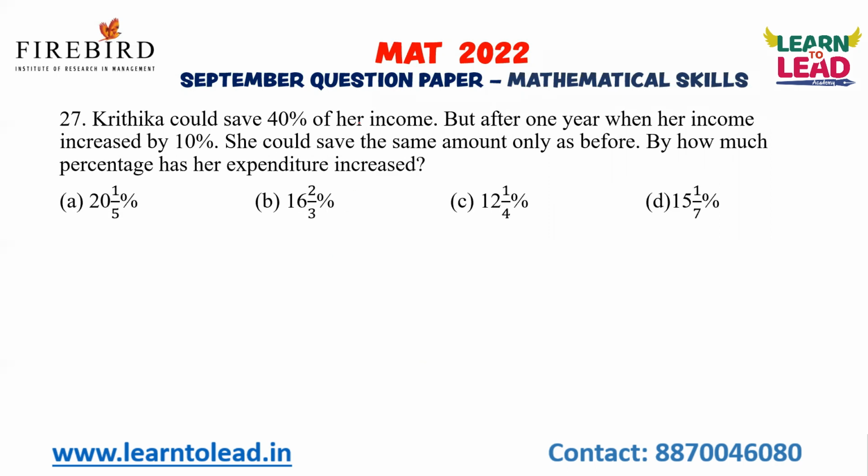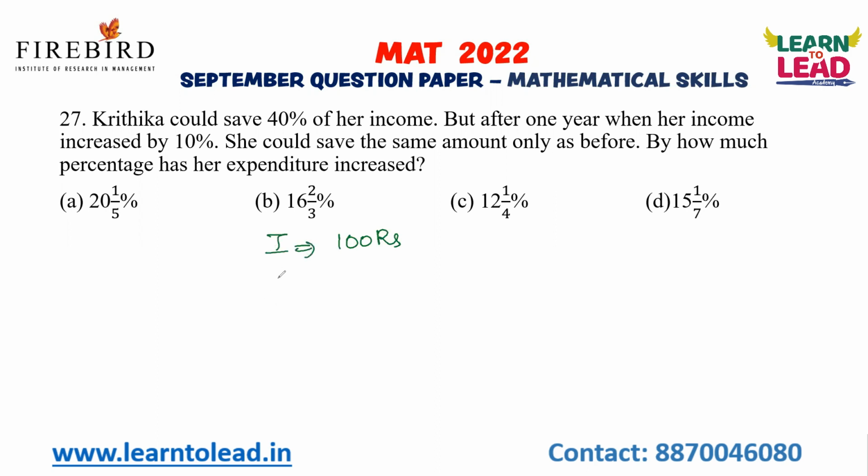Now, oh wow, it is a very interesting question. I used to solve this very eagerly always. Kritika could save 40% of her income. But after 1 year, when her income increased by 10%, she could save the same amount only as before. By how much percentage has her expenditure increased? See, if you see a question based on percentages and ratio alone, if they have not given you any exact value, you can assume a value 100, because based on 100, we can do all the calculations easily, right? So here, if I take 100 rupees as Kritika's income. Okay, let us take Kritika's income as 100 rupees.